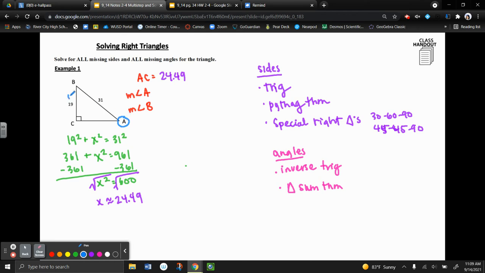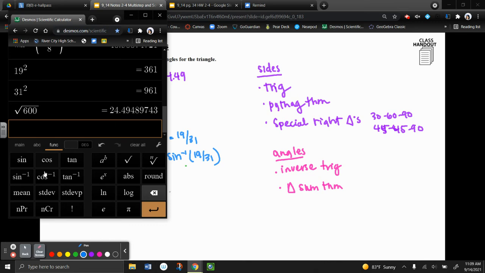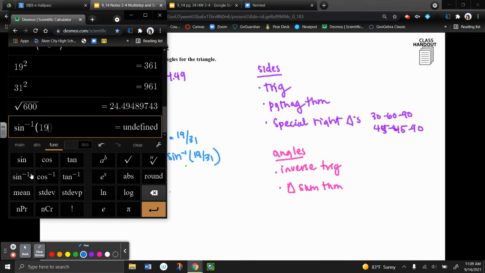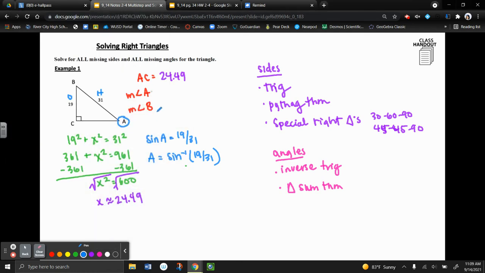Okay, so using the given information, this is opposite, this is hypotenuse. So OH tells me I'm going to use sine. And since we're solving for an angle, we know that we're going to use the inverse. So it's going to be inverse sine 19 over 31. We get 37.80. And remember, it is degrees.